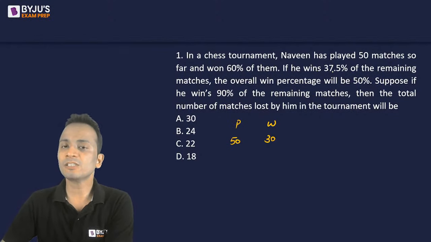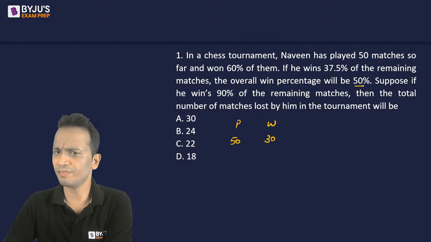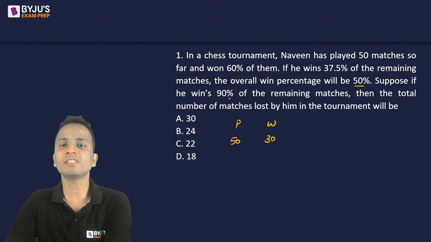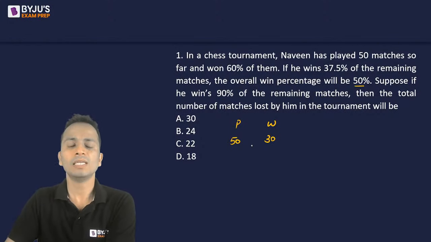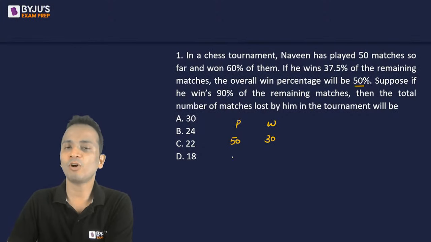Now, if he wins 37.5% of the remaining matches, the overall win percentage will be 50%. Suppose he wins 90% of the remaining matches, then the total number of matches lost by him in the tournament will be... Now, I'll have to assume a variable for the remaining number of matches, right?